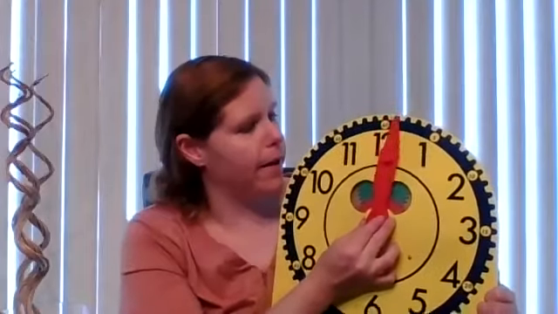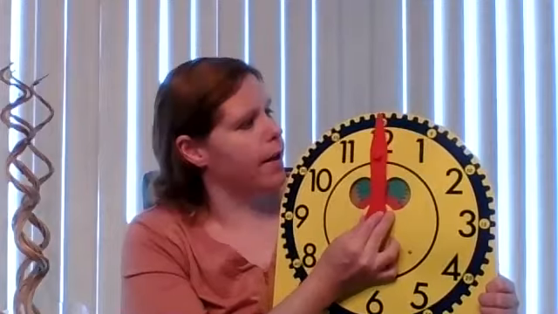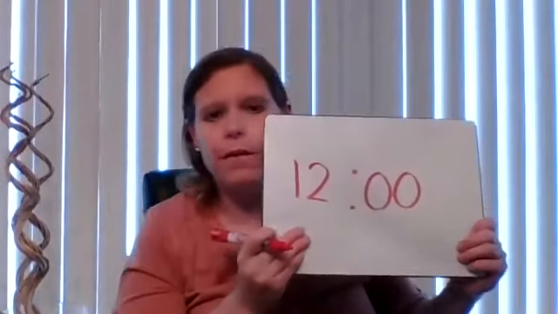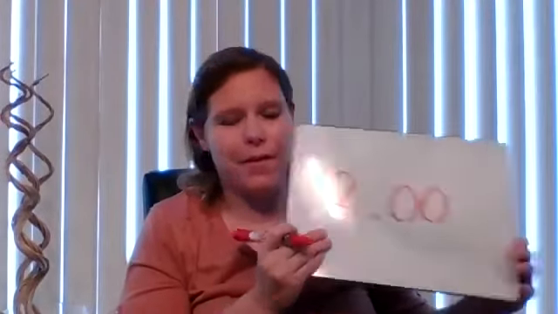This time it looks a little funny because we almost can't even see the hour hand. But the hour hand underneath here is on the 12 and the minute hand is on the 12. This shows 12 o'clock. So to write that digitally, we would need to do 12 o'clock. Okay?